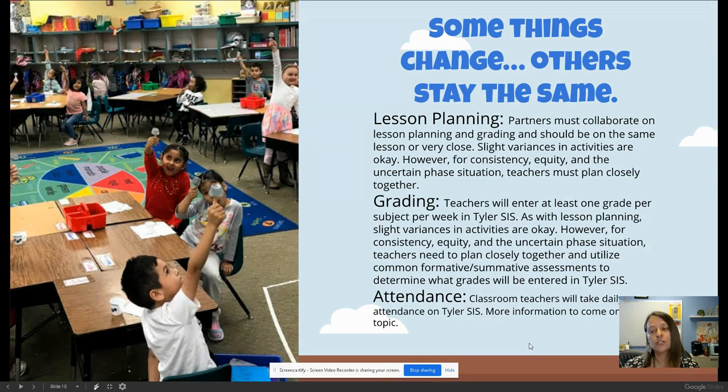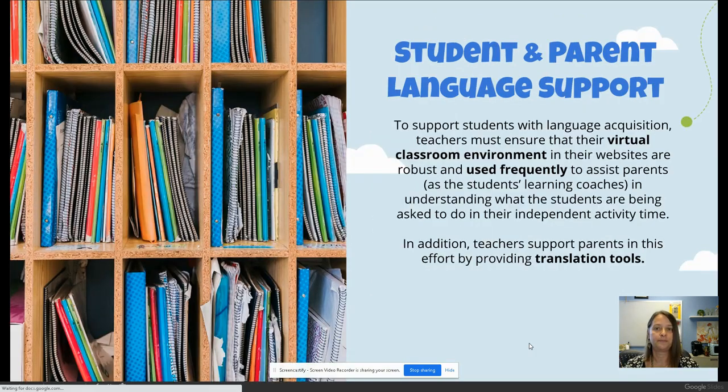Grading. Teachers will enter at least 1 grade per subject per week in Tyler SIS. This is not new. As with lesson planning, slight variances in activities are okay. However, for consistency, equity, and the uncertain phase situation, teachers need to plan closely together and utilize common formative and summative assessments to determine what grades will be entered in Tyler SIS. Attendance. Classroom teachers will take daily attendance on Tyler SIS. More information to come on this.